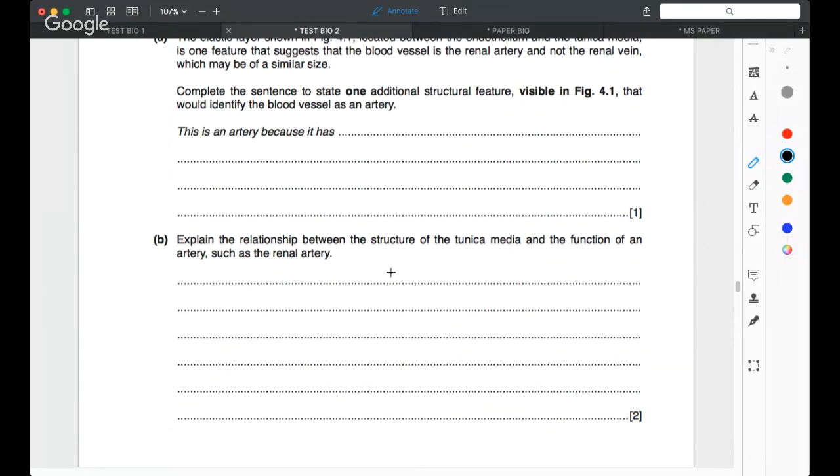Also, you need that high blood pressure so that the blood can circulate throughout the body. Can I also say that it's okay for the renal artery, because that's to the kidneys, since that's quite far away from the heart?